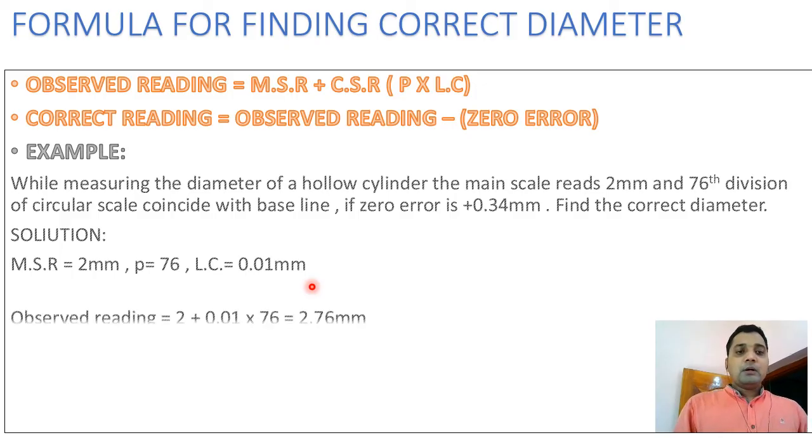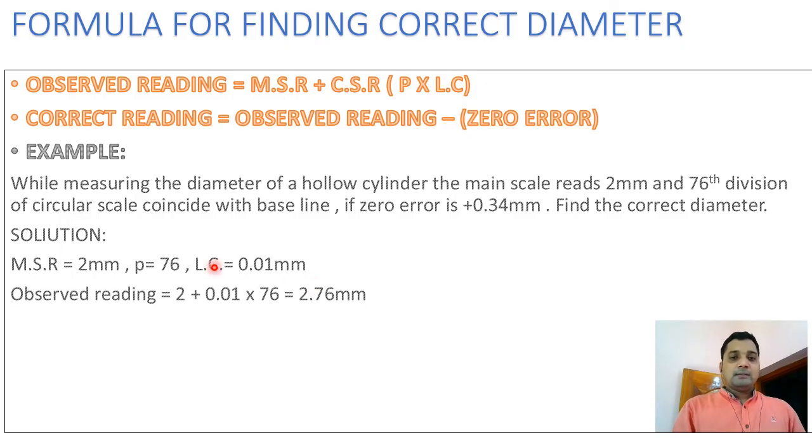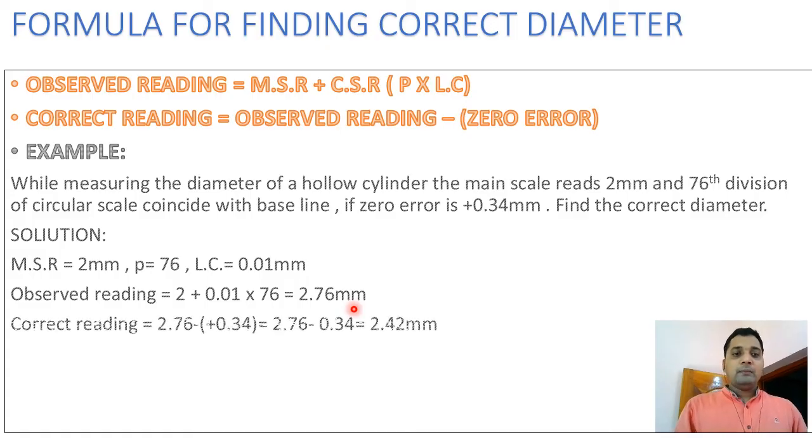Now for the CSR calculation, 76 into 0.01. Directly we write observed reading equals MSR 2 plus P into LC, so this is 2.76 mm or 0.276 cm. Now it will come to the correct reading: 2.76 minus, with the sign, positive 0.34, so plus into minus gives minus. So 2.76 minus 0.34, 2.42 mm is the correct reading of that given hollow cylinder.